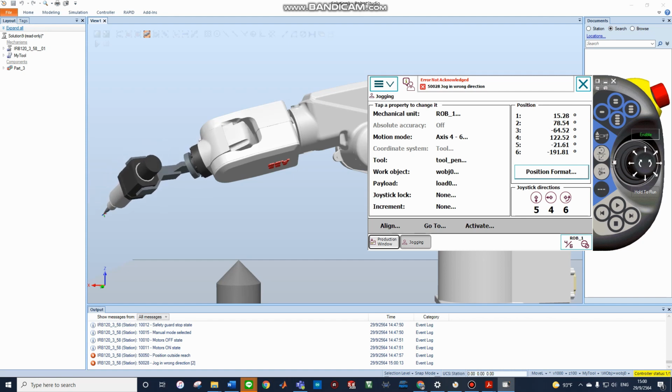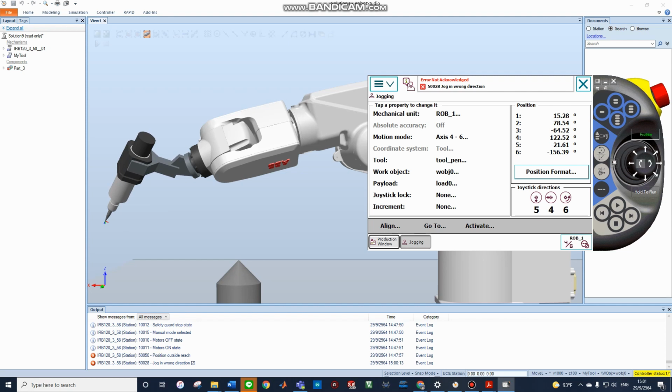Okay, and the last axis is axis 6. Axis 6 will move at these two planes. The movement is rotation. Okay.